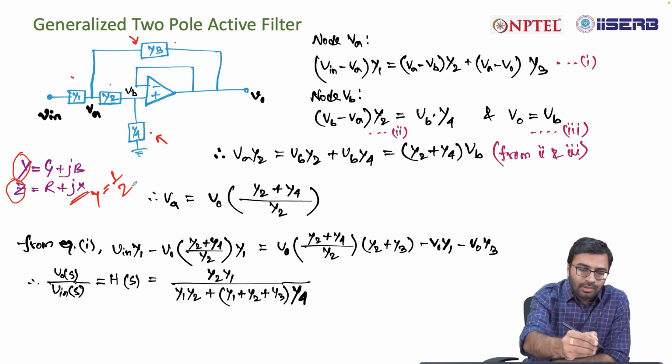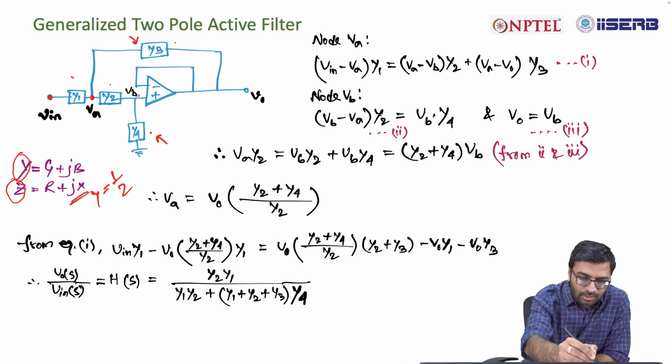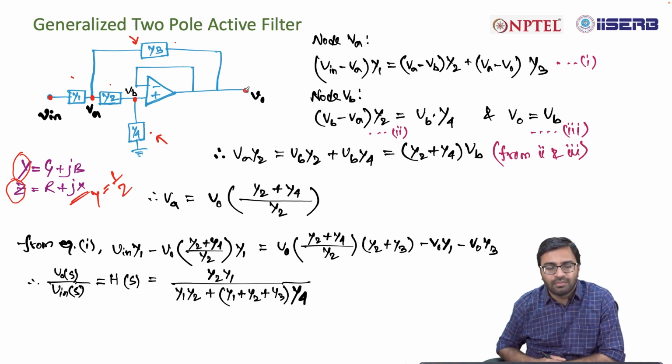Now you have a few nodes over here. This is the input. Then you have VA. This node is termed as A, where the voltage is VA. This is the node B, where the voltage is VB, and this is your output VO or V0, whatever you say, right?